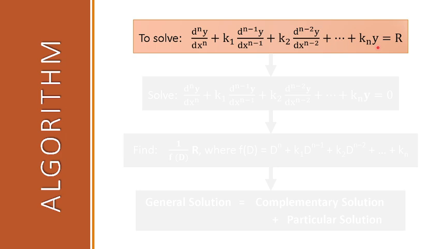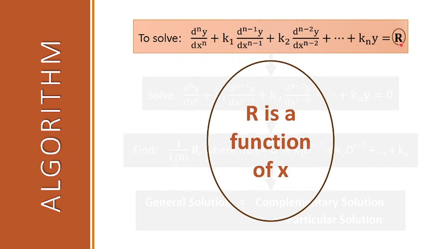The zeroth derivative of any function is equal to that same function. In this case, the independent variable is x, but the zeroth derivative of y is the function itself, and this is equal to r. Now this r is a function of x only, because if this function contains y, our equation will no longer be a linear differential equation. It will become a nonlinear ordinary differential equation. We can convert that into a linear differential equation, but that is outside the scope of this video.